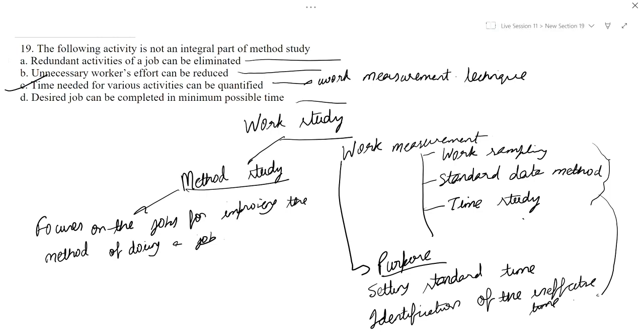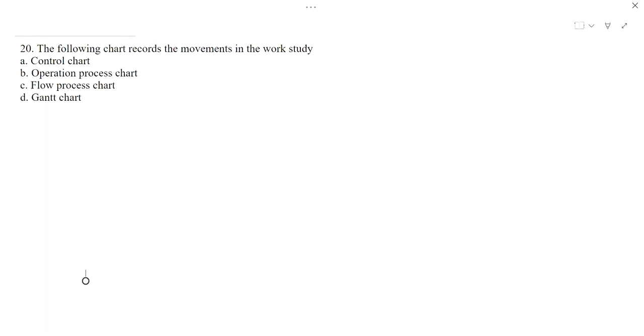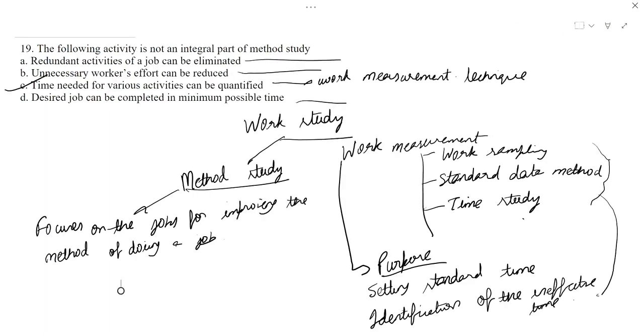Okay, so the last question. The following chart records the movements in the work study. Okay, this we know very nicely. Control chart we already discussed. Operation process chart, flow process chart, Gantt chart, we have all discussed in the previous. So here the correct option is the flow process chart. Work study involves the flow process chart, as we discussed in the previous question.